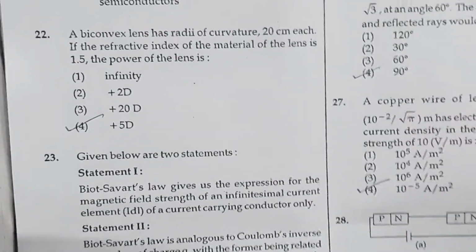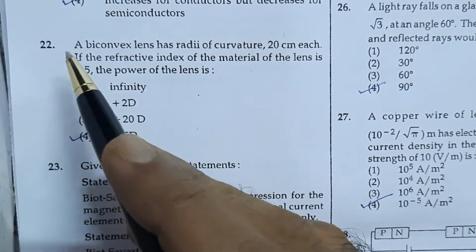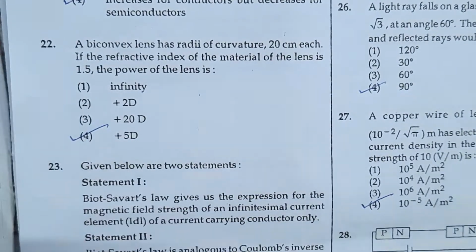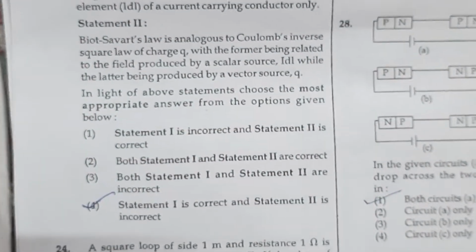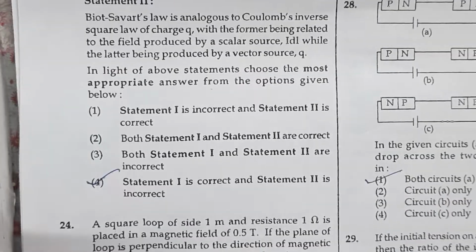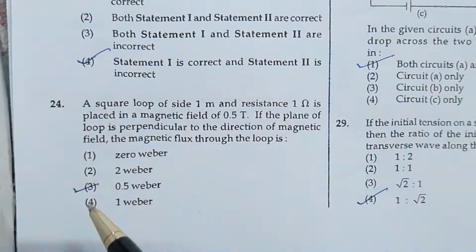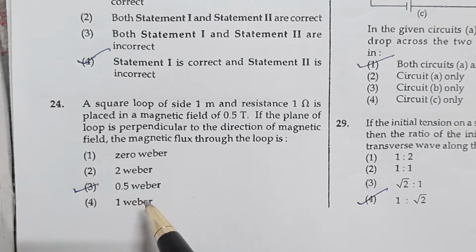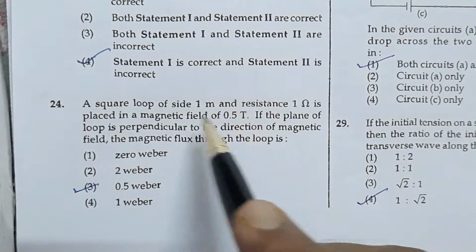For question number 22, from the lens maker's formula, you may find that 4 is the correct choice. For question number 23, there are 2 statements, and actually 4 is the correct choice. Statement 1 is correct and statement 2 is incorrect. For question number 24, the correct choice is 3.5 weber, because flux linked equals magnetic field intensity into area.